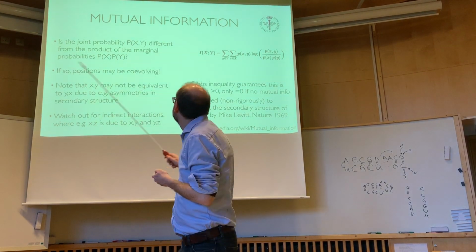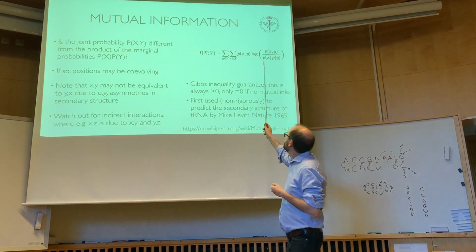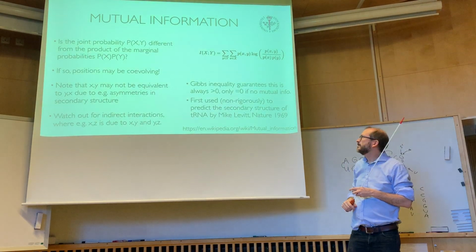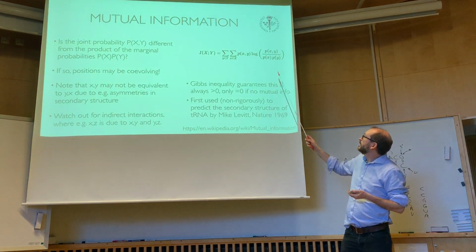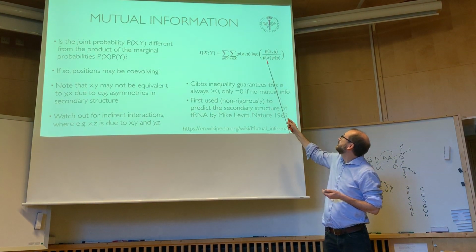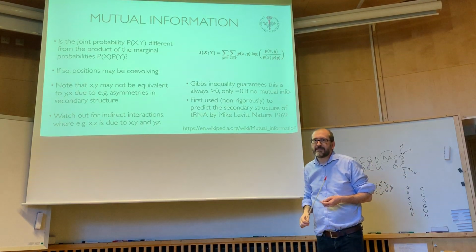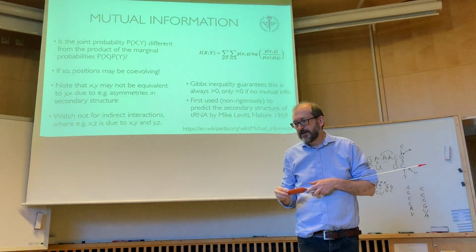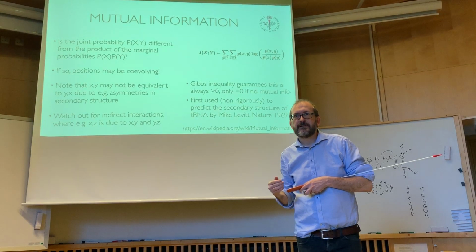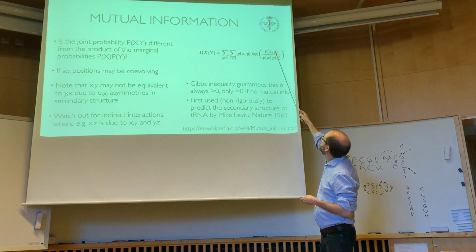Okay, and so here's the formula you can use. Technically, this is the Kullback-Leibler divergence between p of x comma y and p of x times p of y. That's basically a measure of how different these two quantities are, this one versus this one.